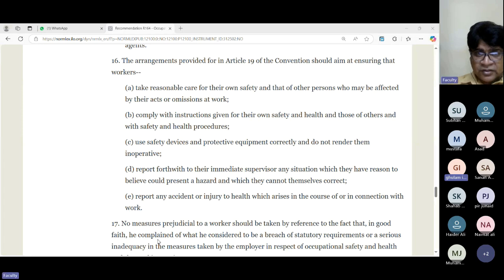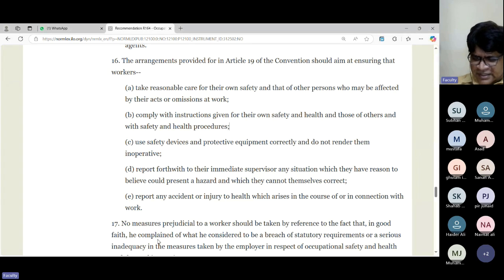Yes, sir. Sir, my question is, what is the difference between recommendation and convention with a practical example? Okay. Practical in the sense, it is at a national level. Either you or I cannot do it. It should be done by the government.